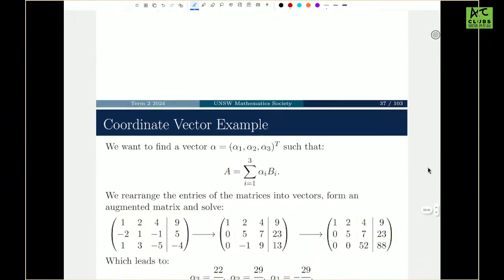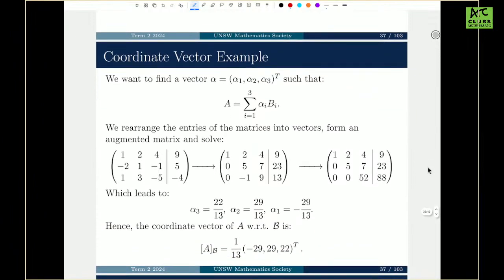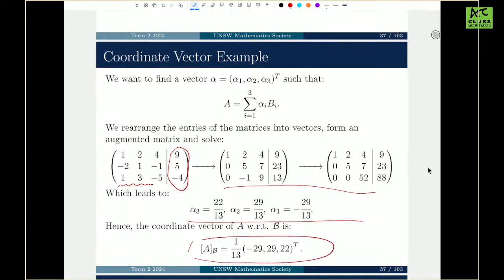But yeah, we can just convert them into vectors, form an augmented matrix, and solve it. Note that this is what big A is, and these are our 3 basis vectors, represented with the standard basis. Okay, we solve using first year methods, and we end up getting this. So that is going to be our coordinate of A with respect to a basis B.